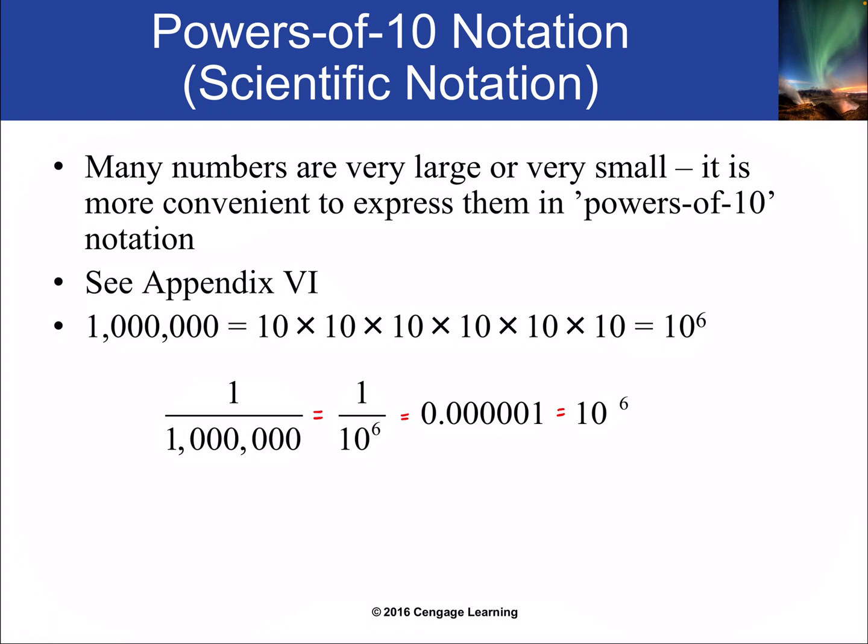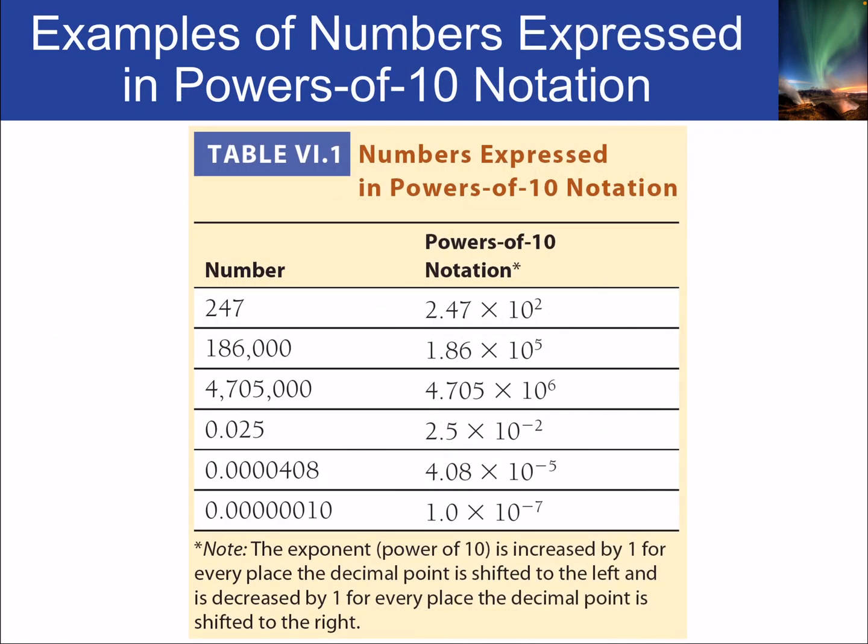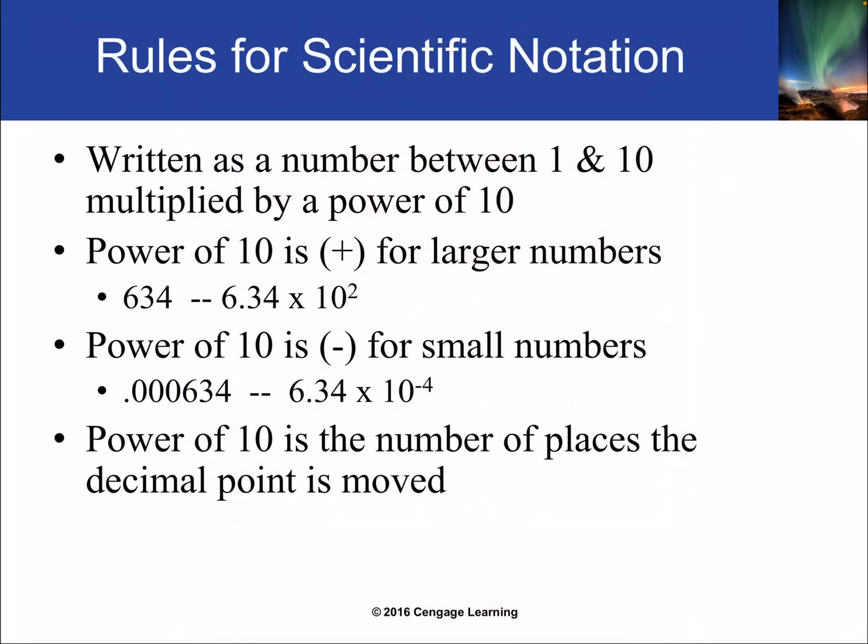Okay, so let's look at the rules that we're going to follow. This is just a table that gives you some examples of how you put the number into a power of 10 notation or a scientific notation. Let's look at the actual rules. So you're always going to write it as a number between 1 and 10 multiplied by a power of 10. That power of 10 is going to be positive for large numbers. It will be negative for small numbers. So this is what I mean.